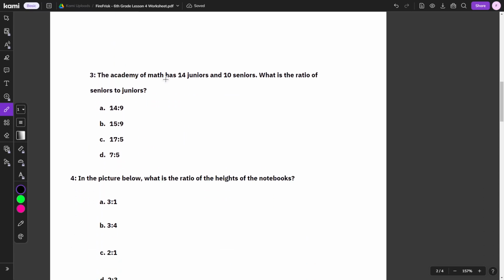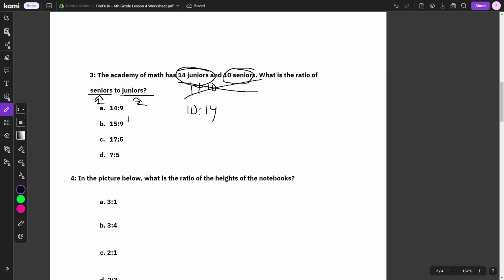The Academy of Math has 14 juniors and 10 seniors. What is the ratio of seniors to juniors? Look at this question carefully for a minute. Seniors to juniors. Up here, if I just wrote 14 to 10, I'd get this question wrong. That's not the correct answer. The correct answer is 10 to 14, because this is seniors. Seniors comes first, number 1. Then juniors. Juniors comes second, number 2.